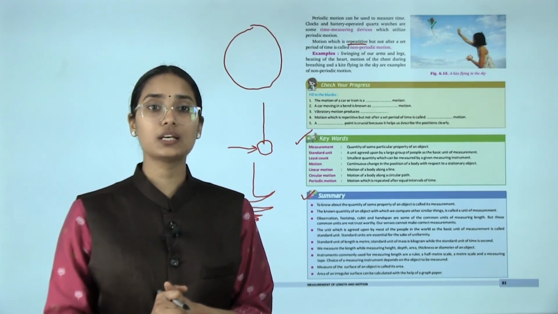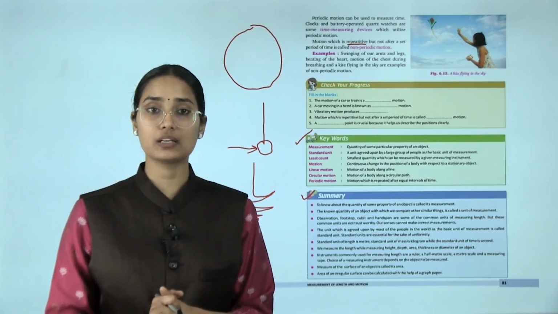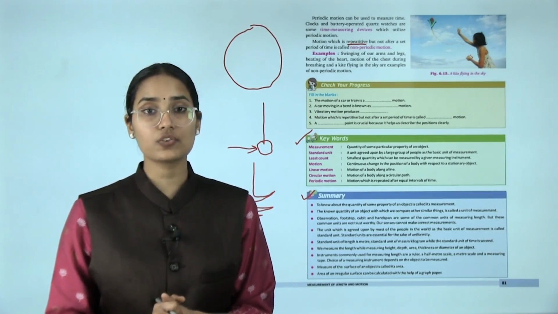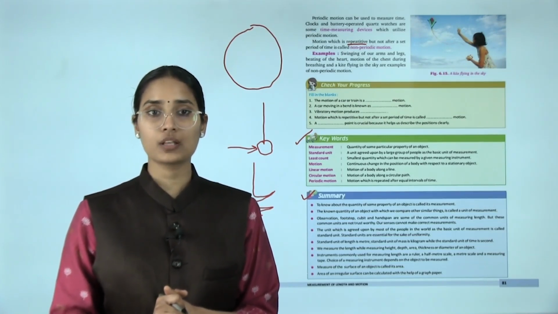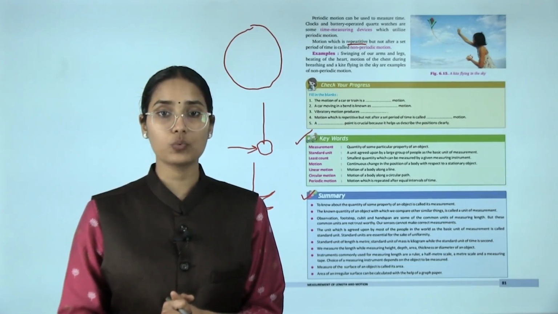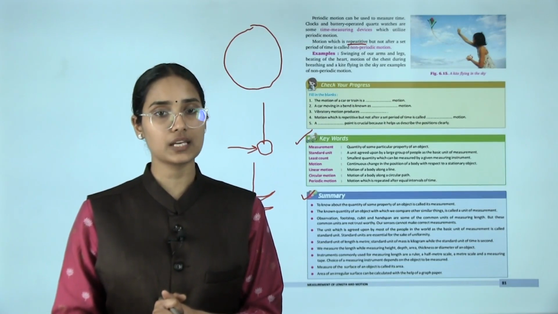The unit which is agreed upon by most of the people in the world as the basic unit of measurement is called a standard unit. Standard units are essential for the sake of uniformity. The standard unit of length is meter, the standard unit of mass is kilogram, while the standard unit of time is second.